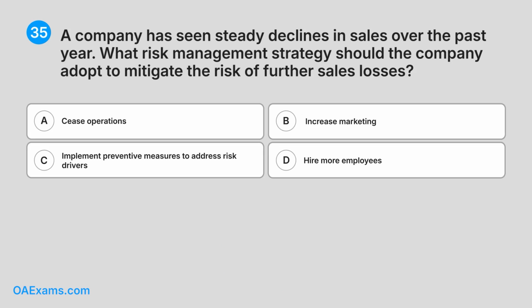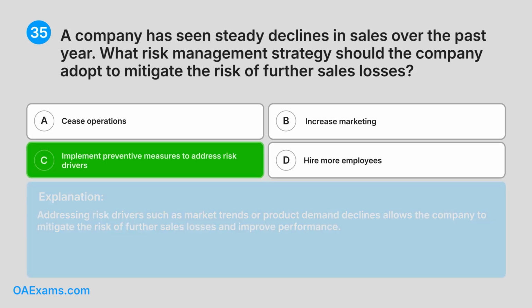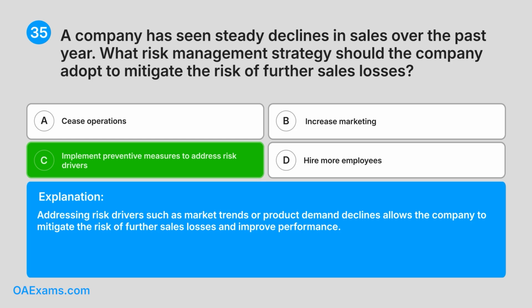Correct answer. C. Implement preventive measures to address risk drivers. Explanation. Addressing risk drivers such as market trends or product demand declines allows the company to mitigate the risk of further sales losses and improve performance.